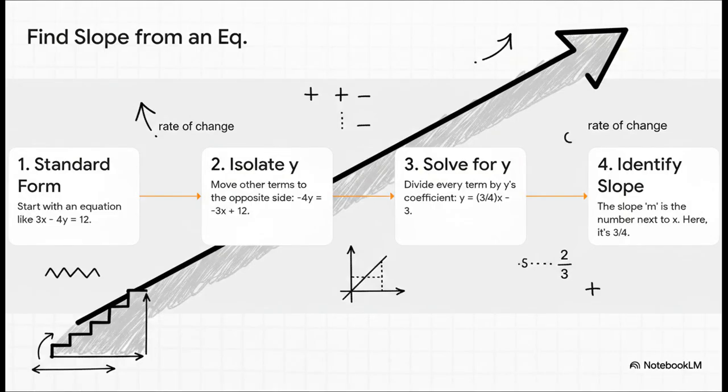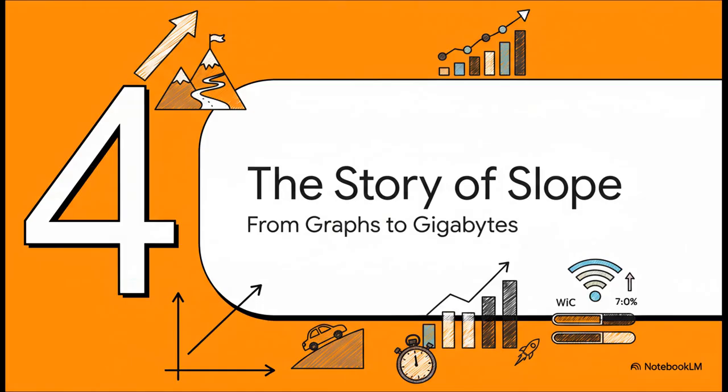So what happens when an equation is a bit of a mess and doesn't look like our nice, neat y = mx + b format? No problem at all. We just have to do a little rearranging. Our only goal is to get y all by itself on one side. So here, we just move things around a bit. And once we isolate y, we can see it plain as day. The number right next to x is our slope. In this case, it's 3/4. So let's bring this all home and see how this one single number, the slope, tells a powerful story in situations you probably deal with every single day.